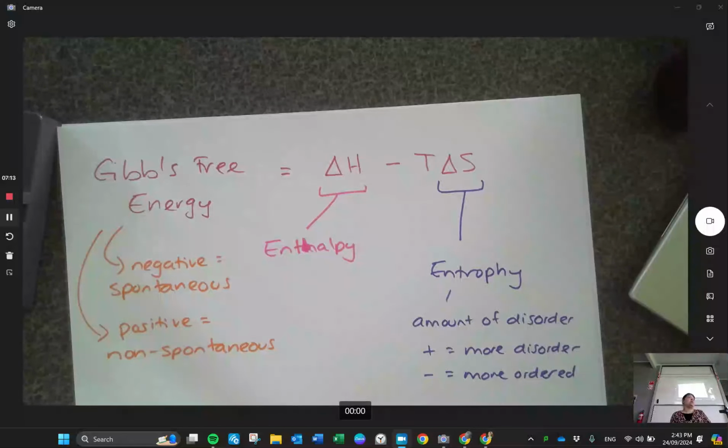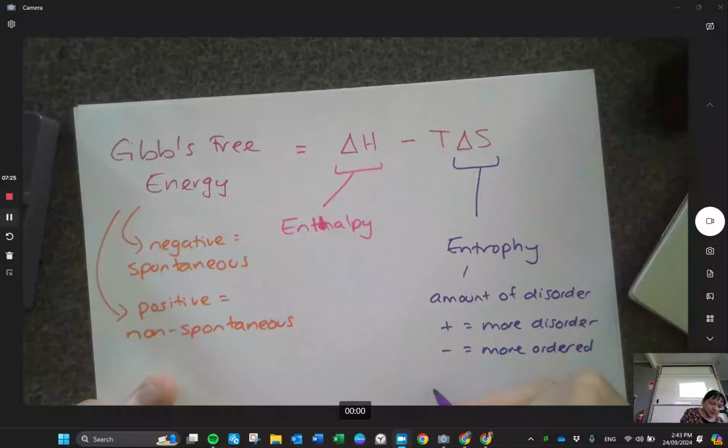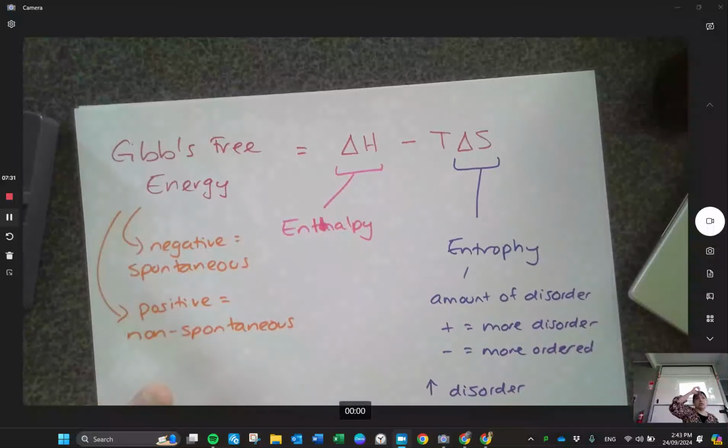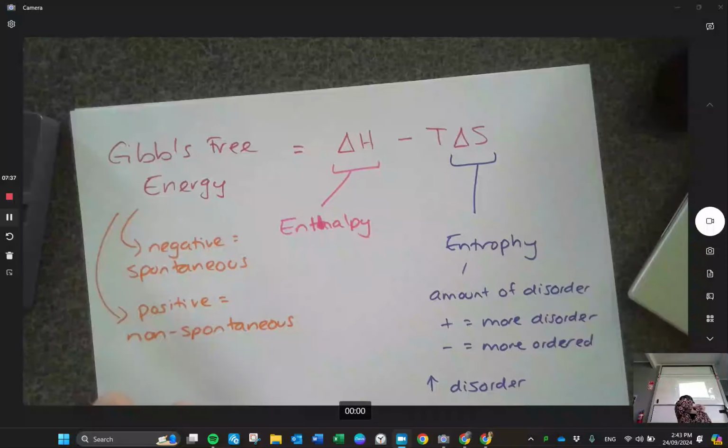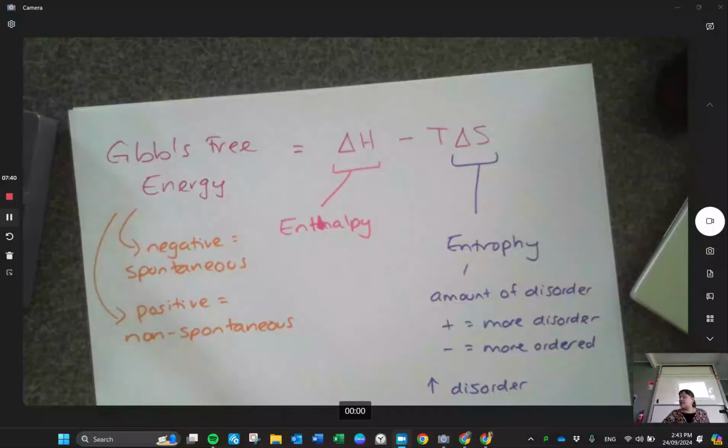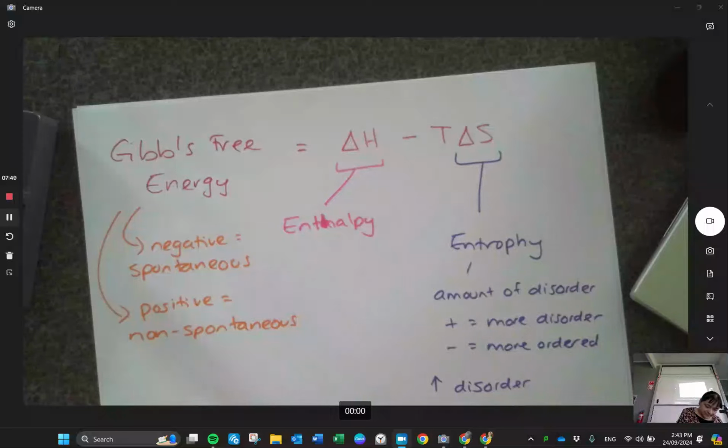Other things to think about when we think about disorder is states. So which state do you think is the most disordered: solid, liquid, or gas? It's gas, because it's moving around faster. So an increase of disorder would be going from solid to liquid to gas. Other ways that you get more disordered is an increase in temperature, because as we increase temperature, our particles are moving faster. It's more general.